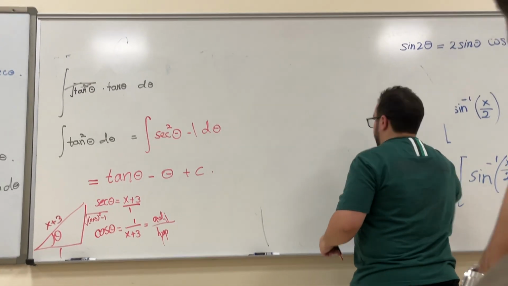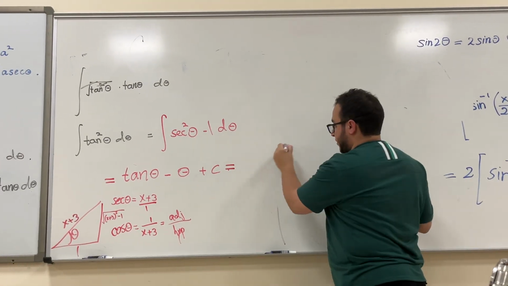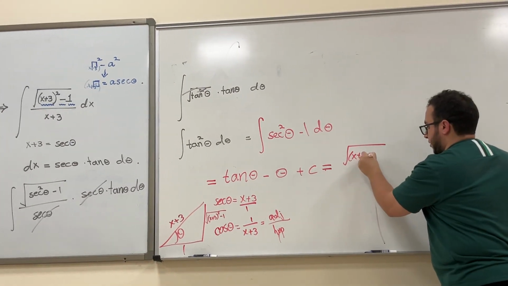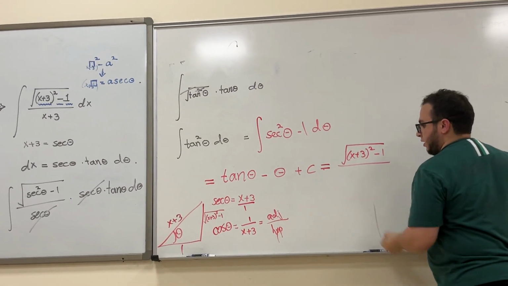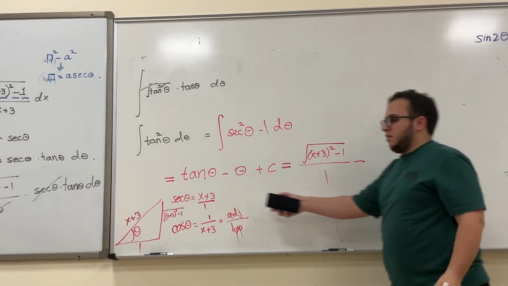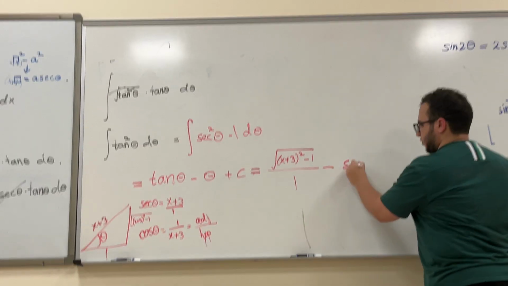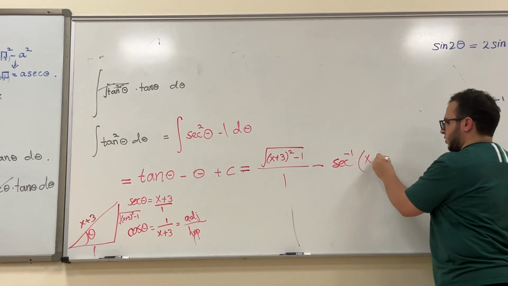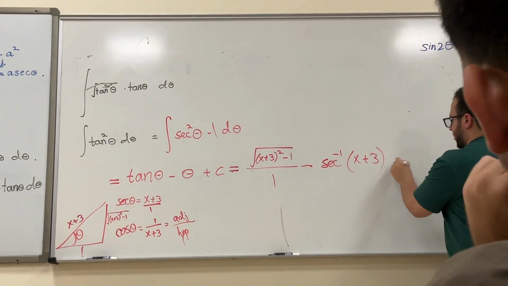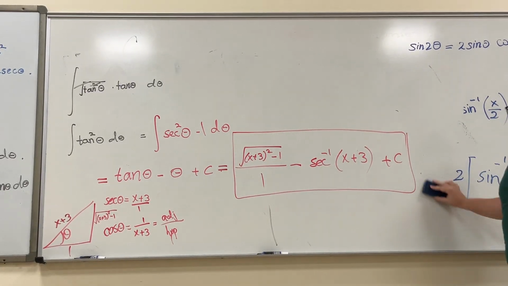So now I do tan theta. What is tan theta? Opposite over adjacent. What is theta? You can use secant inverse or tan inverse. You can say secant inverse of x plus 3. Any questions?